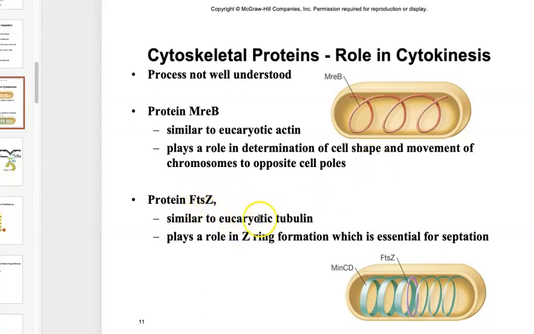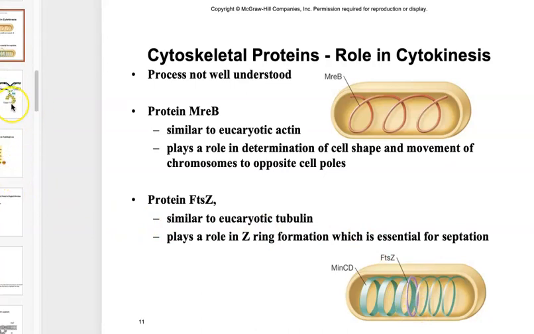So FtsZ, as I said, similar to eukaryotic tubulin, plays a role in Z ring formation. And so here's the Min system, again, the Min proteins forming this coil, and the way this coil is set up allows the FtsZ to know where to set up as well. And so I'll show you that too. So again, just introducing you to the main players, FtsZ and MreB in particular.